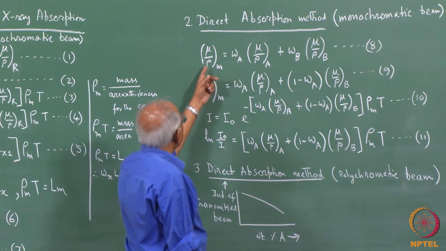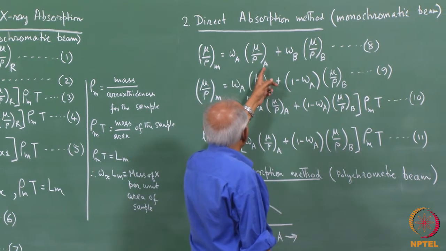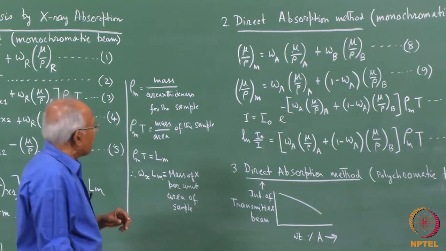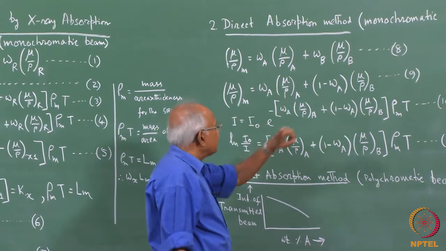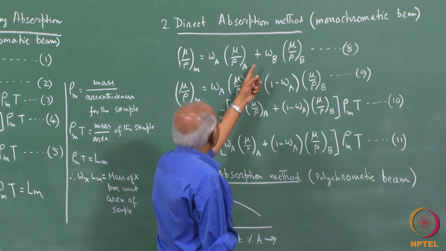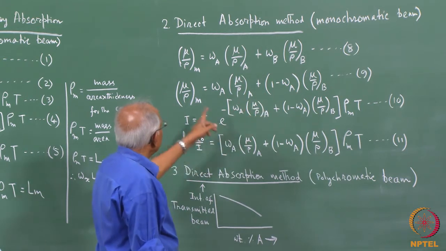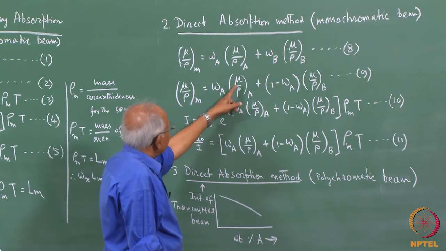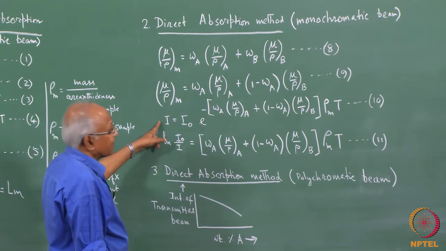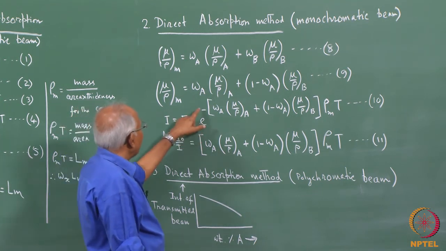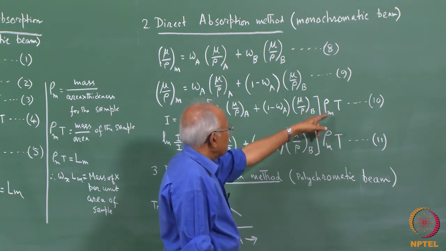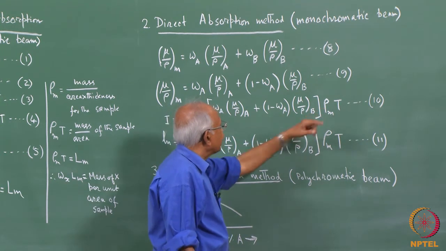Again, we can write down for the sample μ/ρ of the mixture is equal to wa (μ/ρ)a plus wb (μ/ρ)b, where a and b are the elements which are present in the sample. Since there is nothing else present, wb is nothing but 1 minus wa, because wa, the weight fraction of a, plus wb, the weight fraction of b, must be equal to 1. So, we can write μ/ρ of the mixture is equal to wa (μ/ρ)a plus (1 minus wa)(μ/ρ)b. Therefore, we can write the transmitted intensity I is equal to the incident intensity I0 e to the power minus [wa (μ/ρ)a plus (1 minus wa)(μ/ρ)b] ρm t, where ρm is the density of the sample and t is the thickness of the sample.